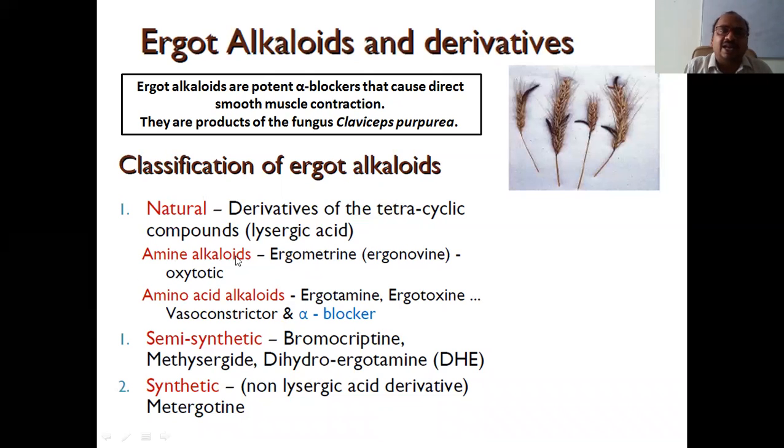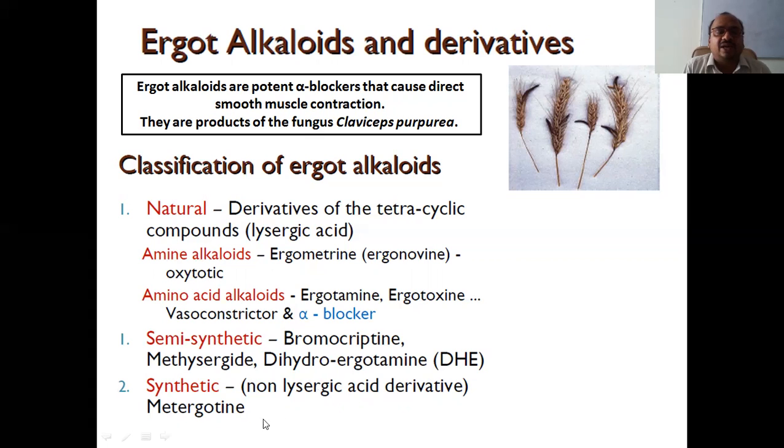Amine alkaloids, this is also amino acid alkaloids. This is ergometrine. Ergometrine belongs to the amino alkaloids. Ergotamine belongs to the amino acid alkaloids. Both are natural only. Ergotoxine and semi-synthetic bromocriptine, number of times appeared. Methysergide. See, this methysergide is obtained from nature and you modified something. It is a specialist in migraine.